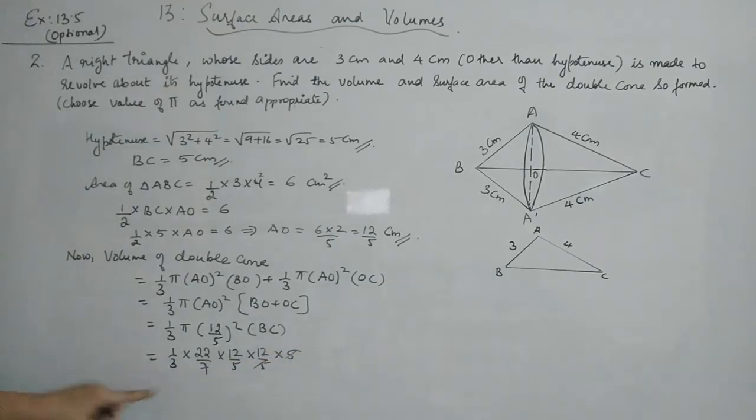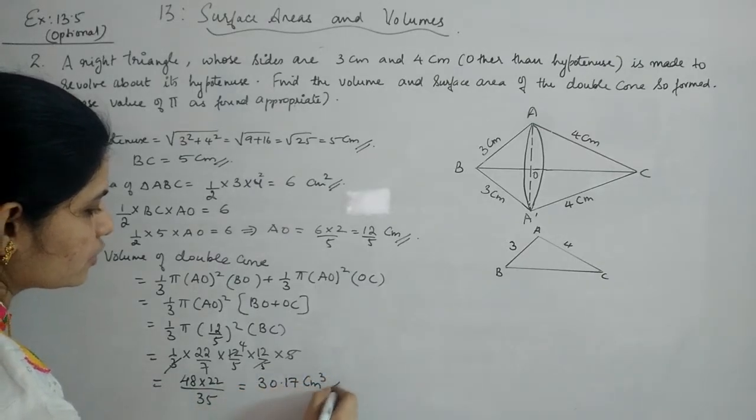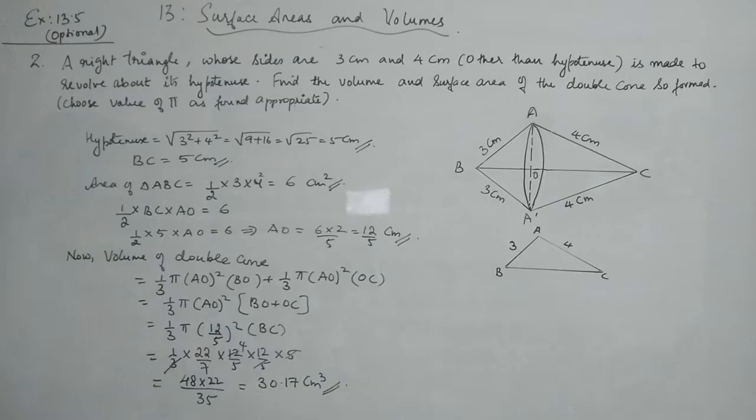Calculating this, what you will get is 48 into 22 divided by 35, which will give you 30.17 centimeter cube. So this is the volume of the double cone.